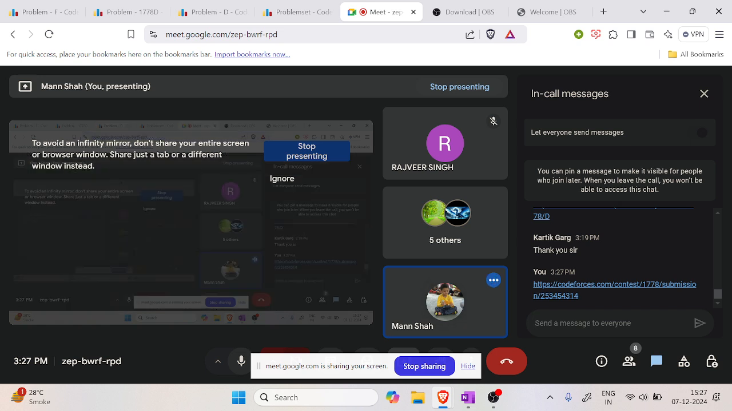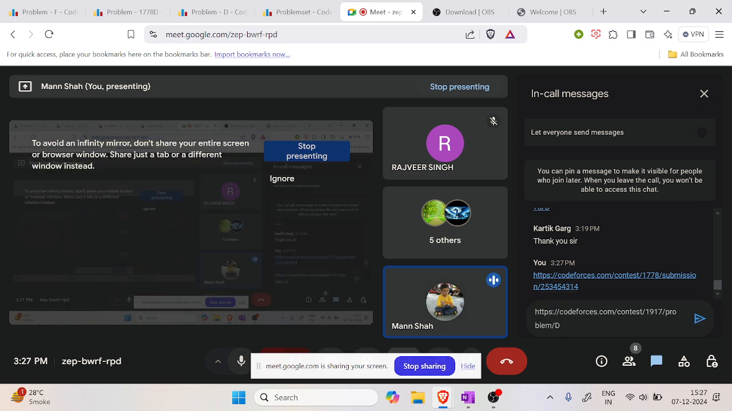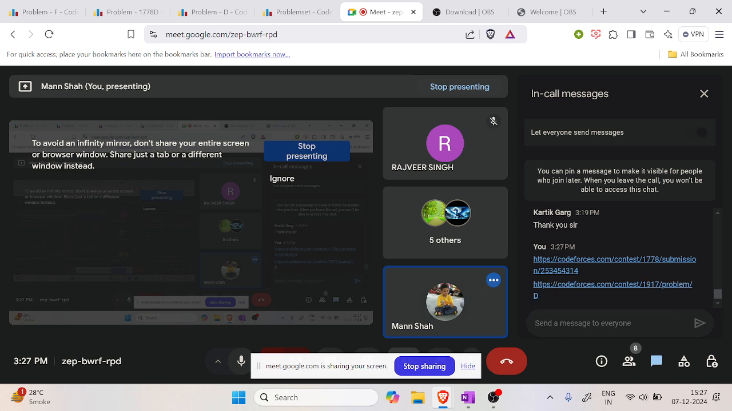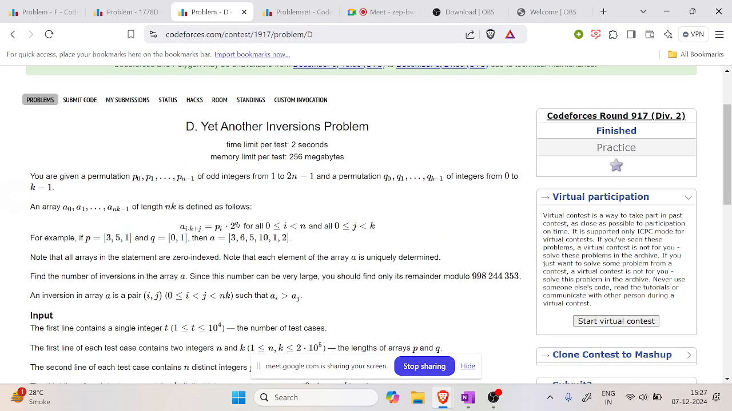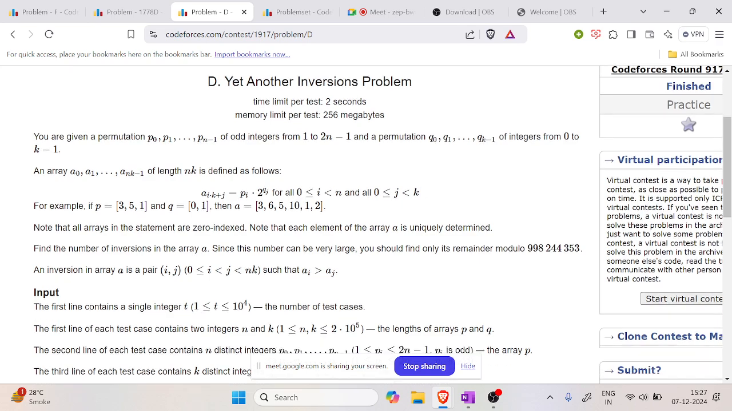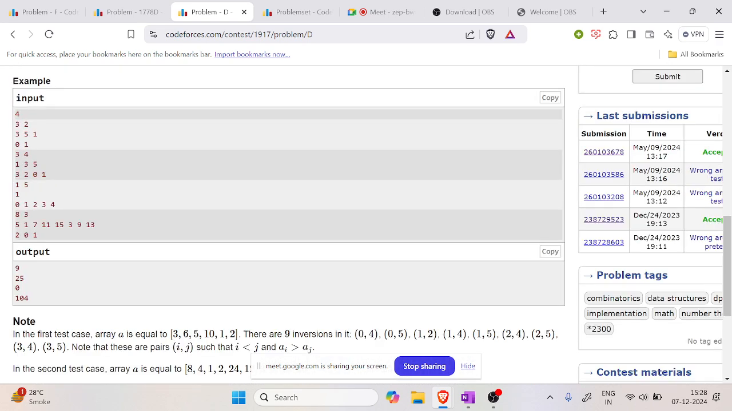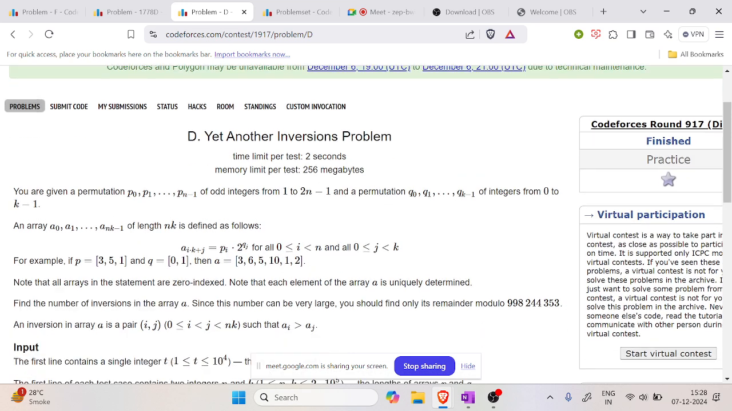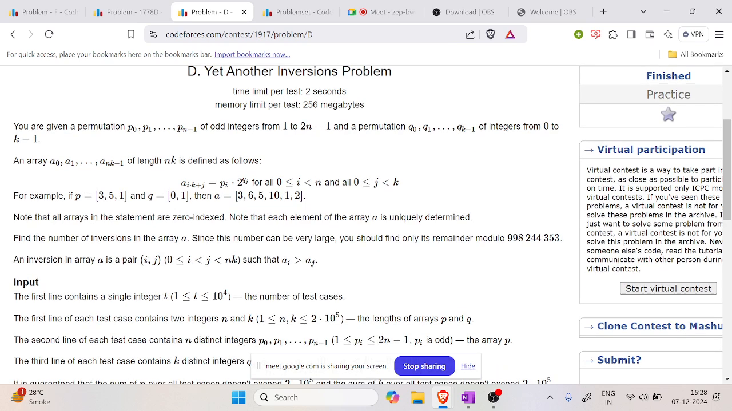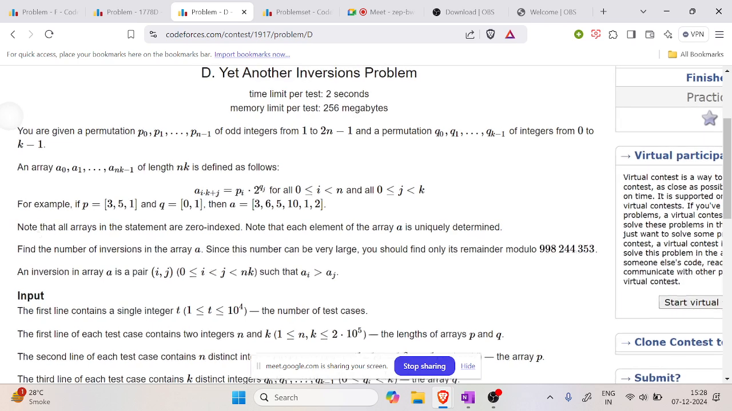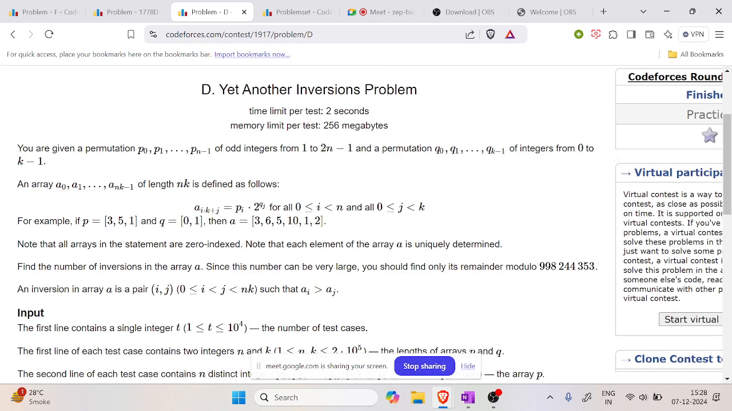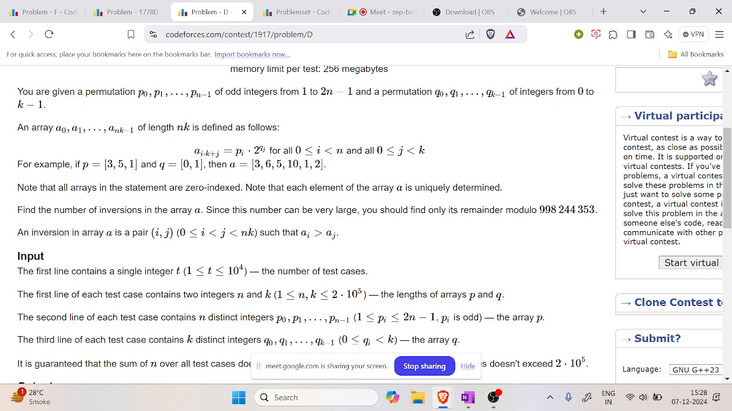Now the next problem is not actually combinatorics per se, but it is counting. It illustrates a nice idea, but the implementation is really bad. Basically the implementation is really bad, but the idea is quite nice, so I decided to take it. So basically, you have a permutation p of integers and a permutation q of integers from 0 to k minus 1, and k is from 1 to 2 into 10 to the 5.